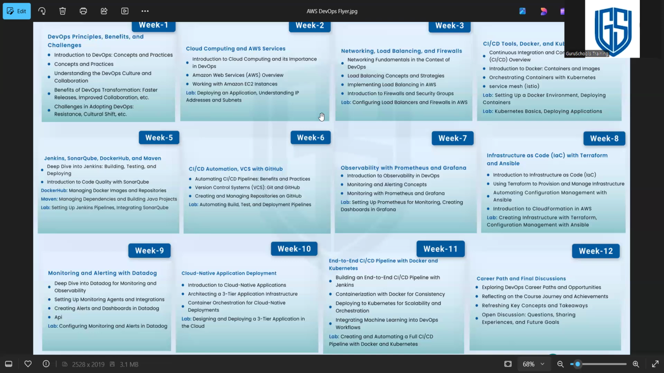So like machines, like virtual machines, VPC. VPC is, I think, on next week, week 3, right? Networking in context of DevOps. Yes, for week 2, we did deploying application, understanding IP addresses and subnets. Then there is a lab for week 2, deploying a sample application to a virtual machine.